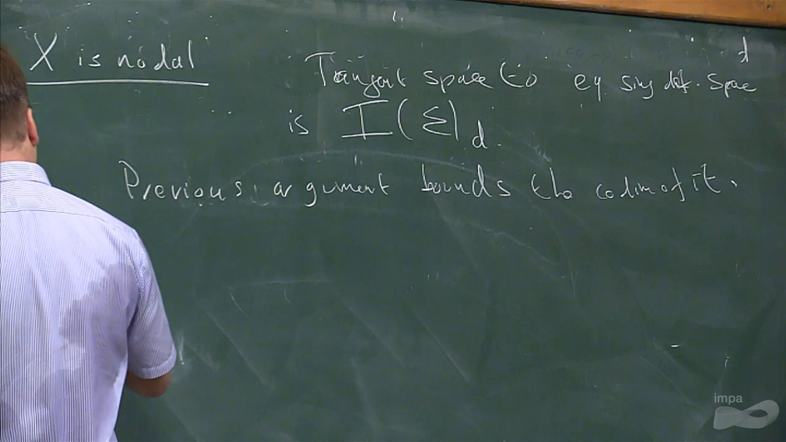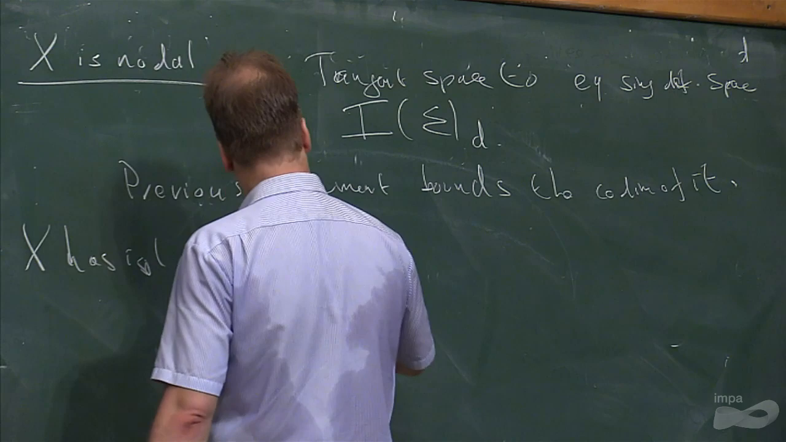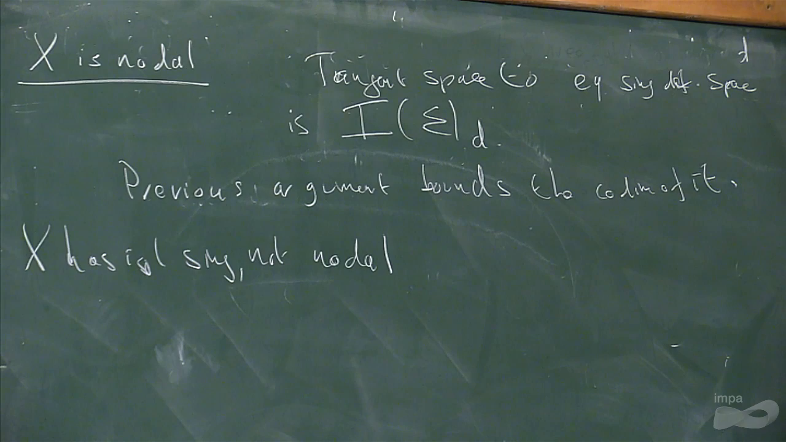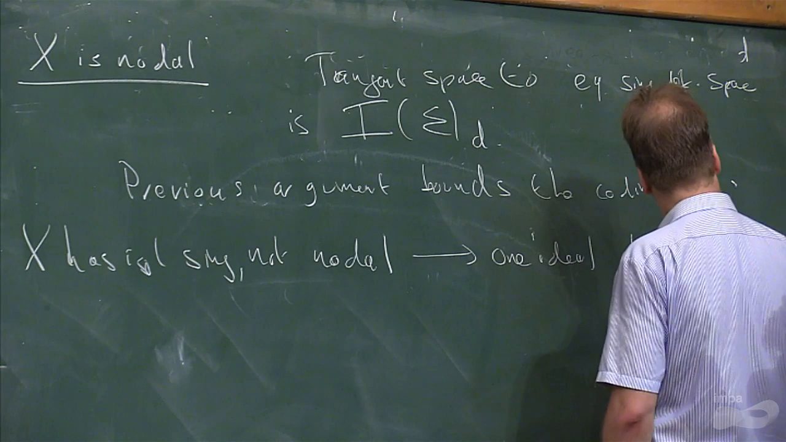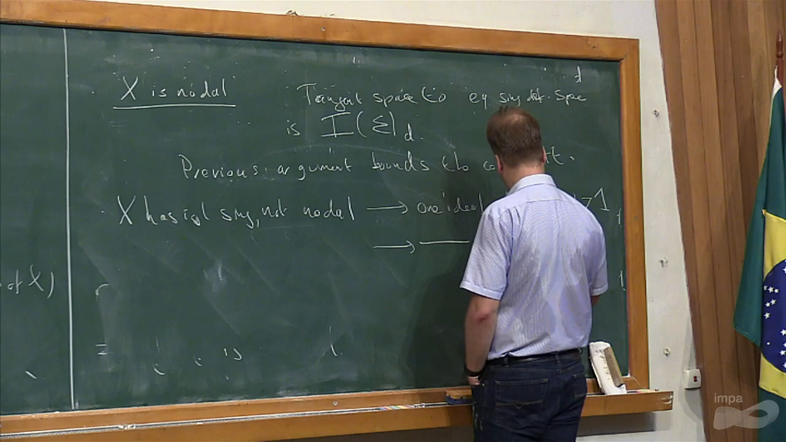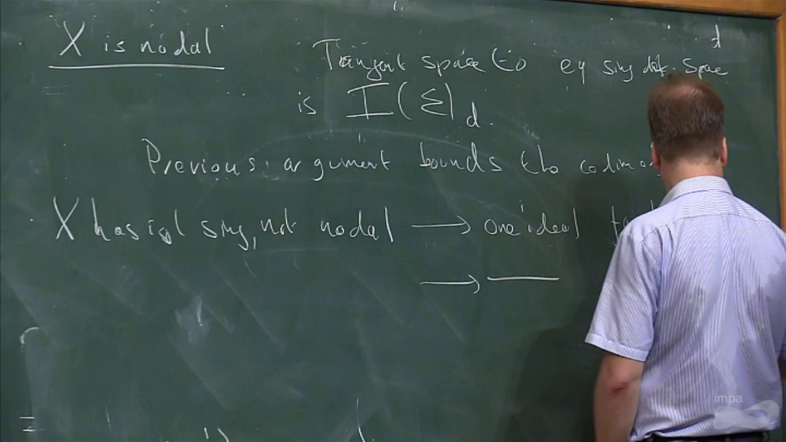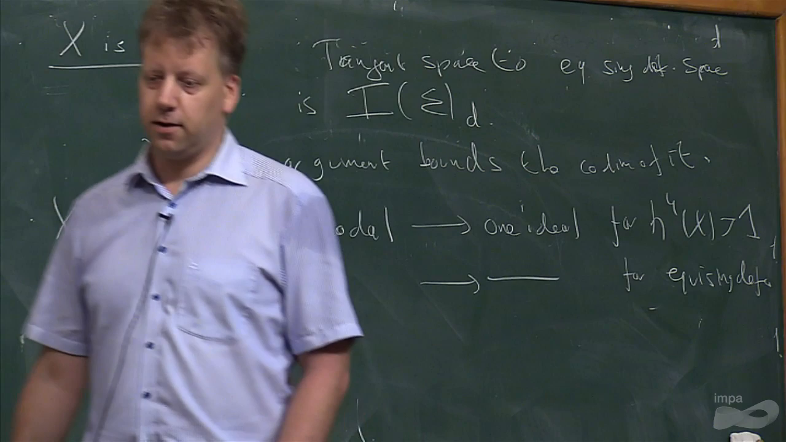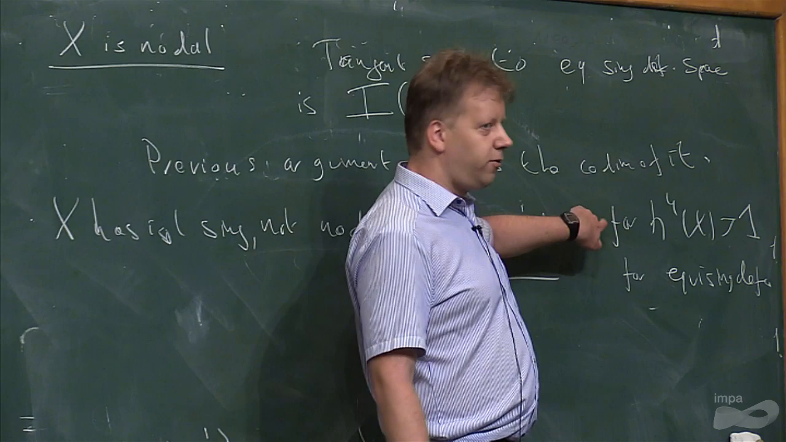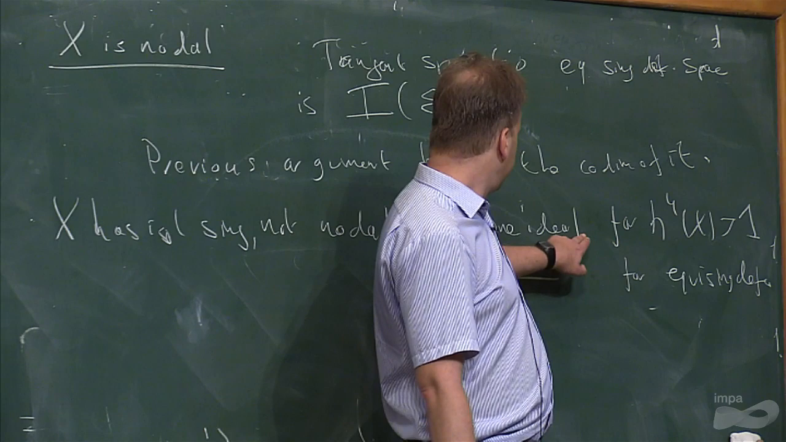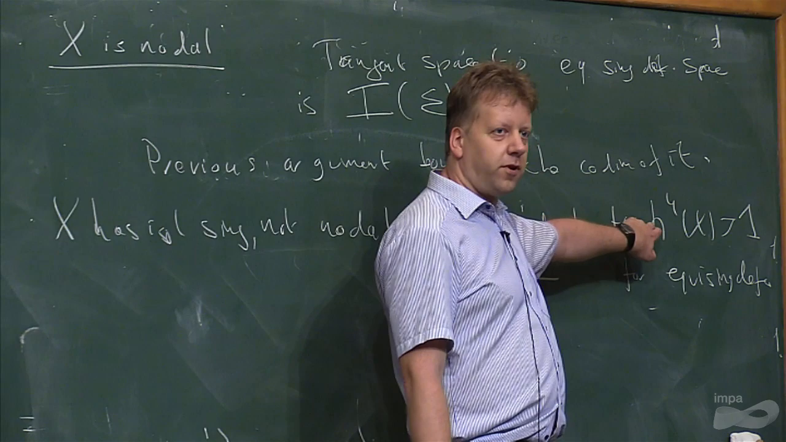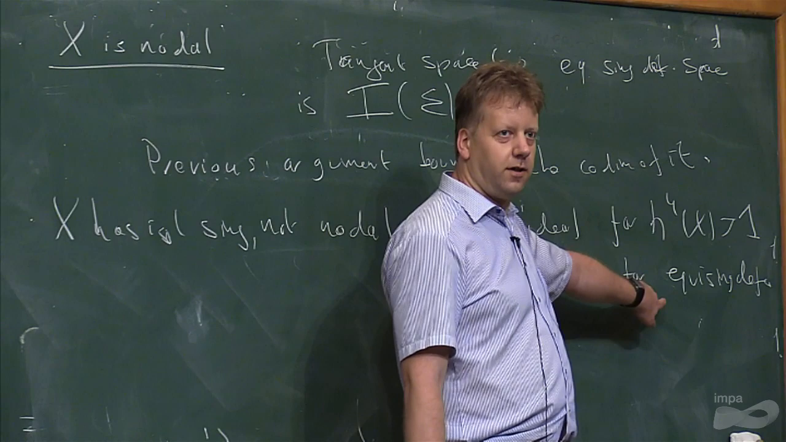If X has isolated singularities, it's not nodal, then we have two ideals. We have one ideal for this condition h4 of X being bigger than 1. And you have one ideal for the condition for the equisingular deformation space. Now I'm running out of time, so let's say it is. One of the ideals is included in the other, and I'm always mixing this up because you are doing these operations too many times in a row. But one is included in the other. So if you find an upper bound for the Hilbert function, or for the ideal corresponding to h4 bigger than 1, you'll also find an upper bound for the codimension of the equisingular deformation space.